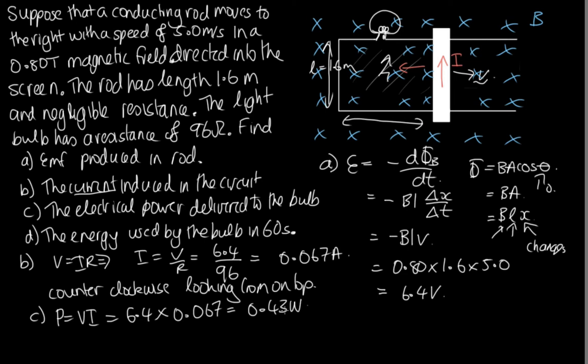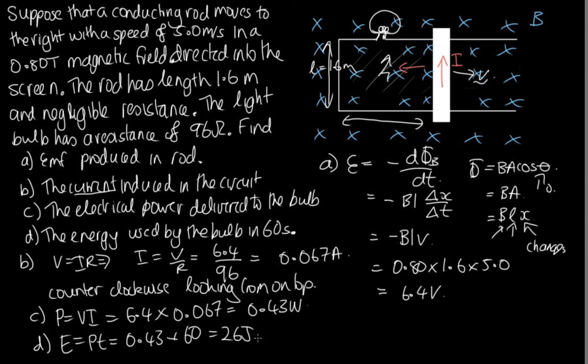And then D, we need to get the energy that is expended in 60 seconds. So energy is equal to power times time, so that's 0.43 times 60, which gives us 26 joules.